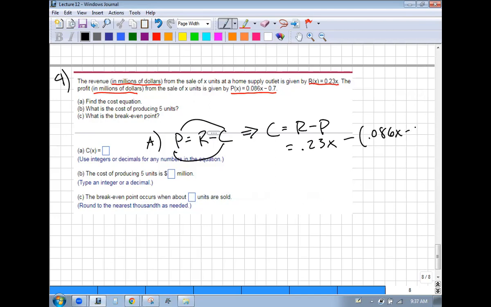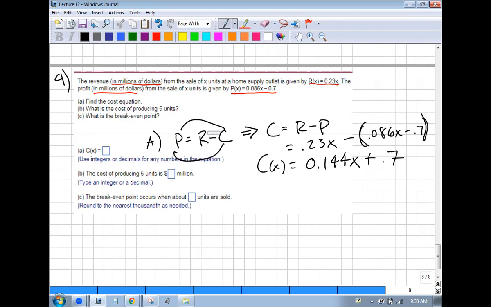Again, you have to have your parentheses. You can distribute this minus. Let's see, what is it? I'll use my calculator so I don't mess up. It's 0.23 minus 0.086 is 0.144x, minus makes a plus 0.7. That's the cost function. That's part A.